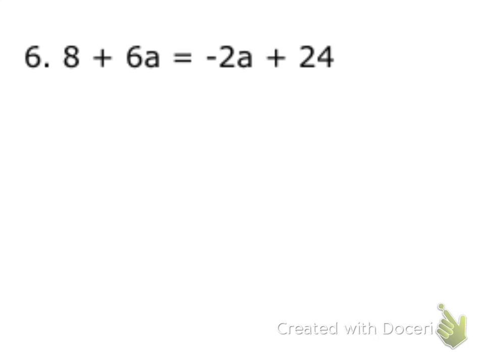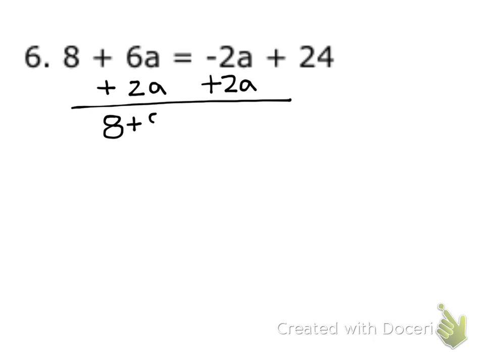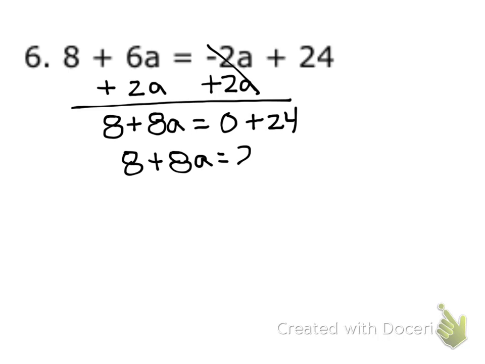So if I look at this, if I'm going to move this 2a, I'm going to be adding 2a. Whereas if I'm going to move this 6a, I'm going to be subtracting. I'm going to choose to add the 2a. So I'm going to add 2a to both sides. I'll get 8 plus 8a equals 0 plus 24. So if I just simplify, 8 plus 8a equals 24.